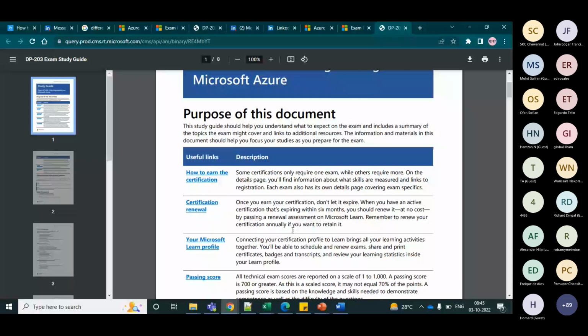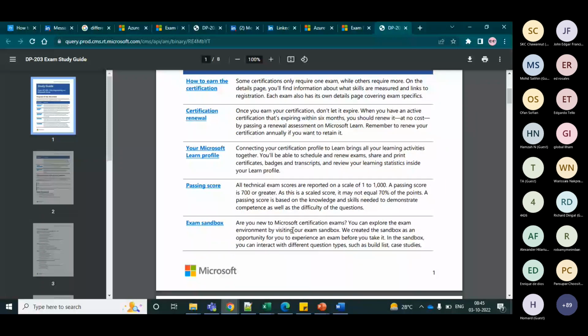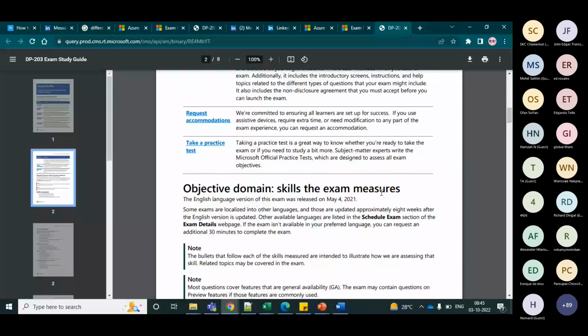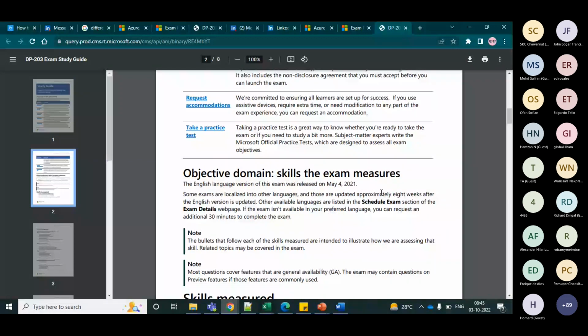So for this DP-203 your passing score is 70%, and total marks will be 1000. So out of 1000 you need to secure 700 or greater, and after that you are going to pass this exam. So the passing criteria will be 70%. Once you clear this exam, you will receive a Microsoft badge. Here you can see a practice test also, if you want to take it, you can take it from here. They have the link available.